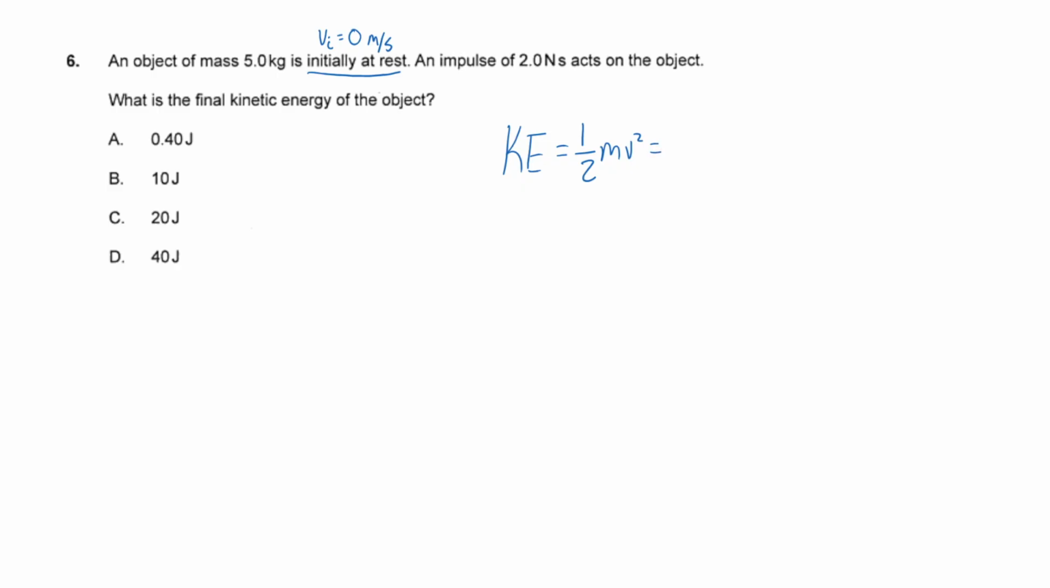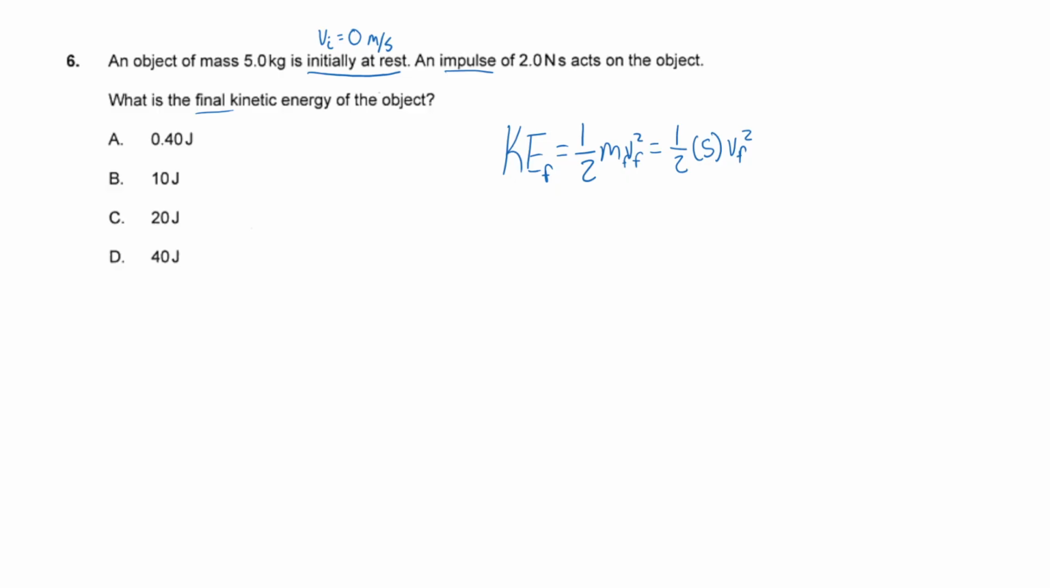And in our case, we want the final kinetic energy. So we need the final velocity and the final mass. Well, the mass is staying constant at 5, so we only really need to find the final velocity, and then we'll have the answer to our question. So how do we actually find the final velocity, though? We need to get from impulse to final velocity somehow.